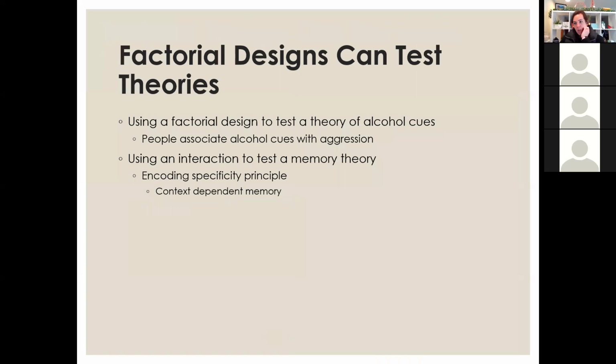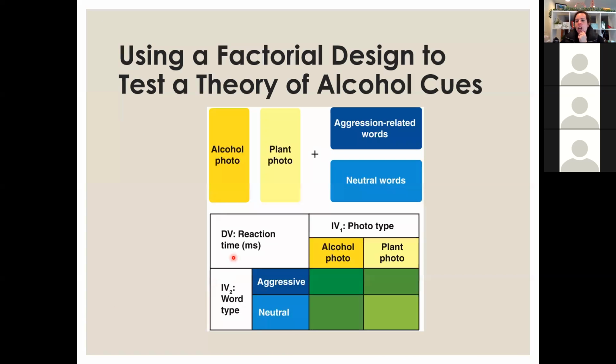Okay. You can also use factorial design to test a theory for alcohol cues. So this is another really interesting one. When you test theory, you're making predictions about how variables might interact with one another. A factorial design is a good way to test that out. And one of them is with alcohol cues, and we'll just look at this particular example right here.